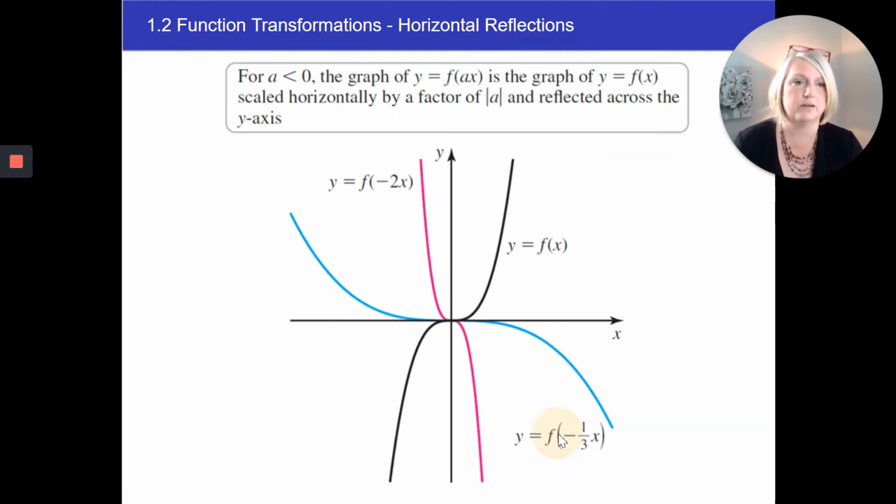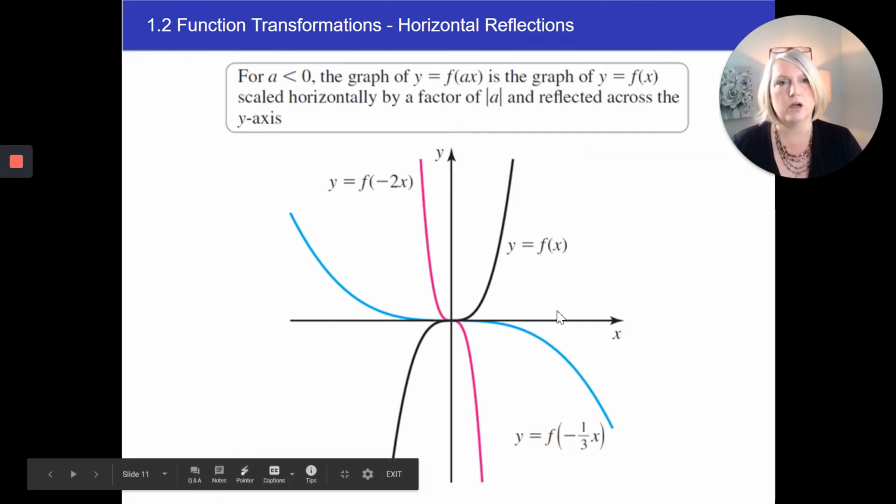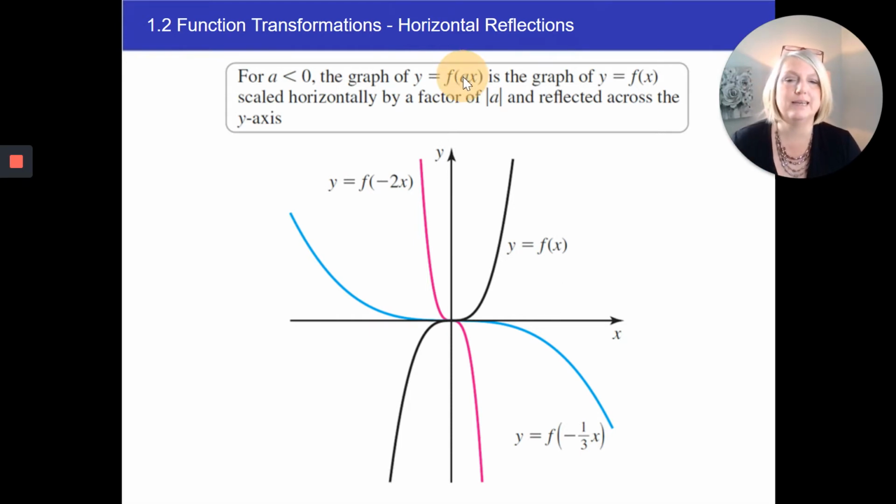And then we talk about our horizontal reflections as well. If the A inside right here is a negative number, what is going to happen? If A is a negative number, you're going to flip horizontally, and that's across the y-axis. You'll notice that the original is black, and I flipped it across the y-axis over to this side. In this one, because it's f of negative 2x, I flipped it and shrunk it to be half the width that it used to be.